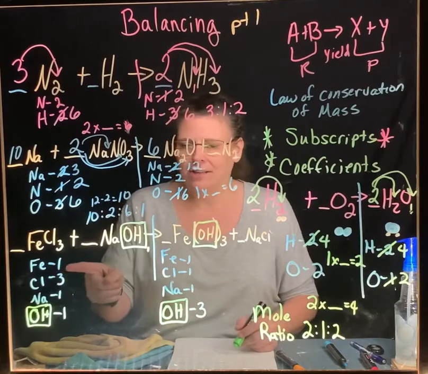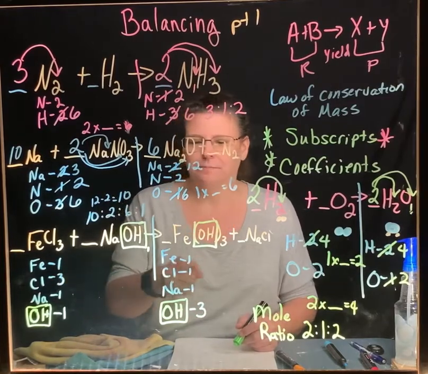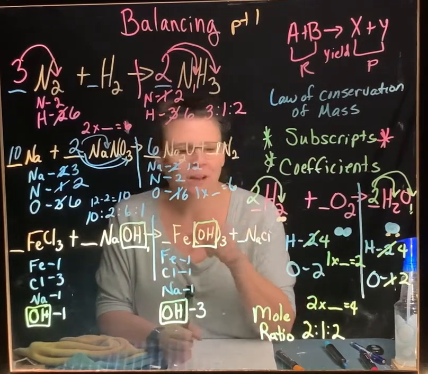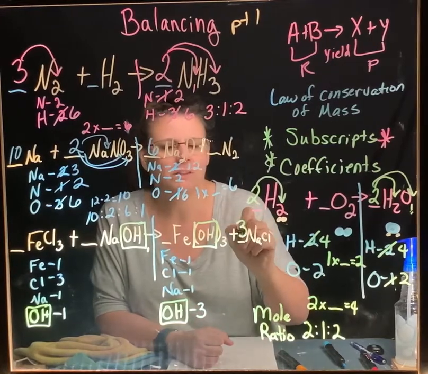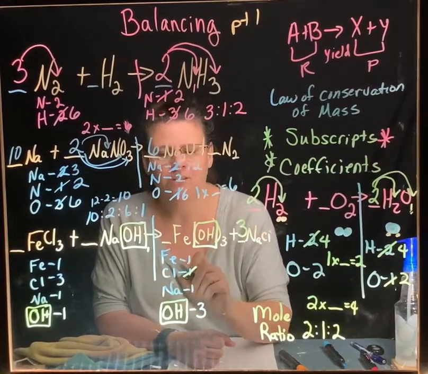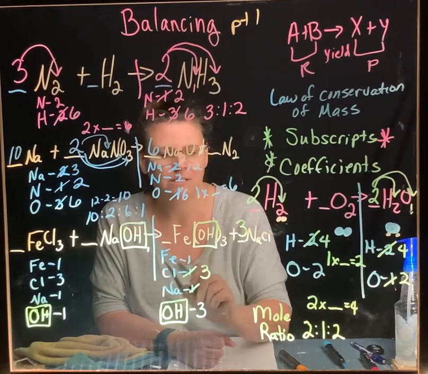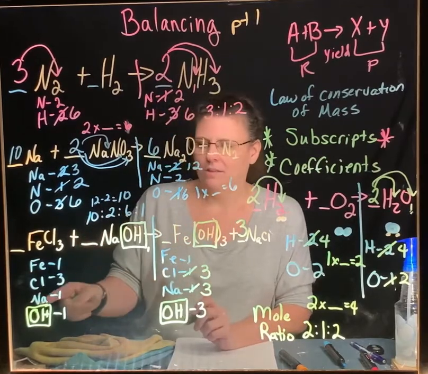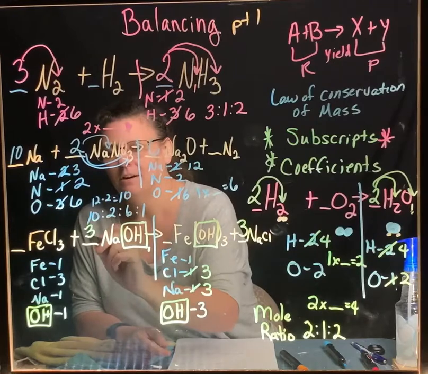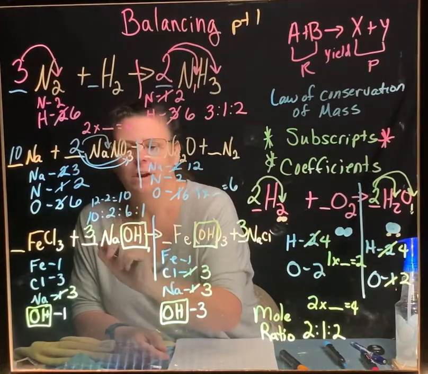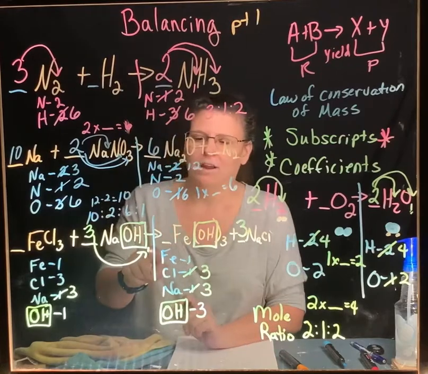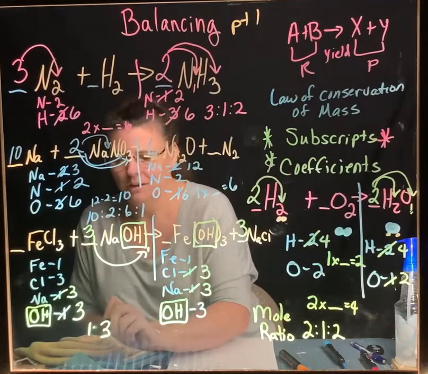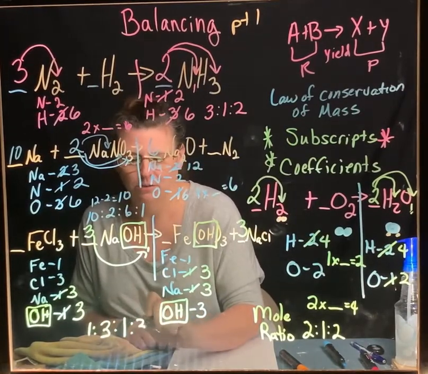So I already can tell that I need to change my chlorines, right? My chlorines over here, I have 3 of them. Over here, I only have 1. So I need a number times 1 to give me a 3. So I know that that's going to be a 3. When I do that, it's going to change this chlorine to a 3, and this sodium to a 3. Okay? Over here, I can see that I need to have the sodiums balance out. So if I put a 3 here, it changes my sodium. But guess what? If I multiply it times that 1 that I know I have of hydroxide, now I have 3. So my ratio is a 1 to 3 to 1 to 3 ratio.